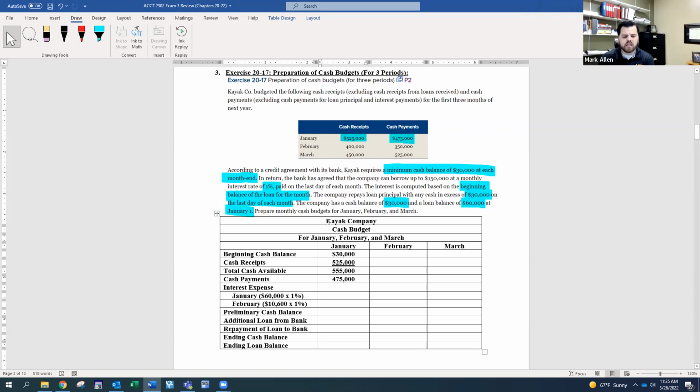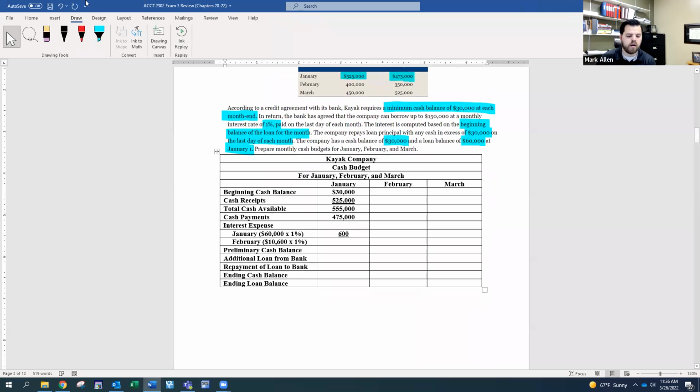Now, at this point, we've got to consider our outstanding loan. And we were told we have a loan of $60,000 at the beginning of the year. So our loan interest is $60,000 times that 1%. It's going to be $600.